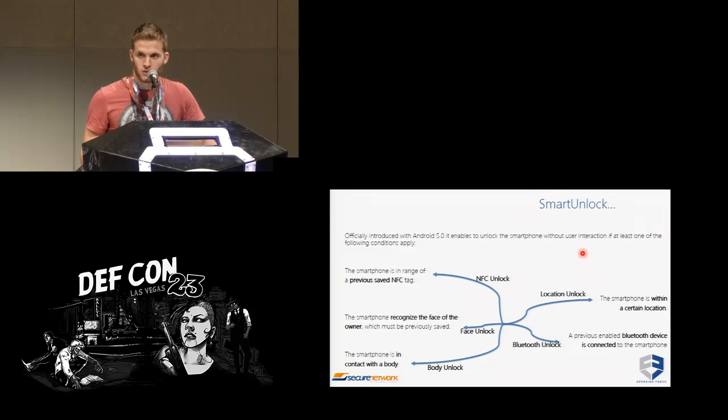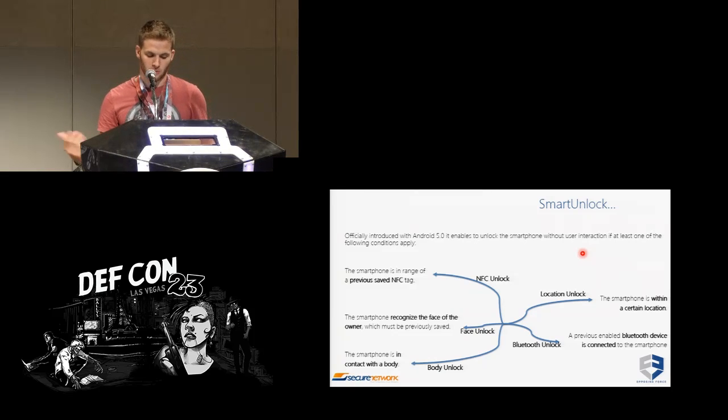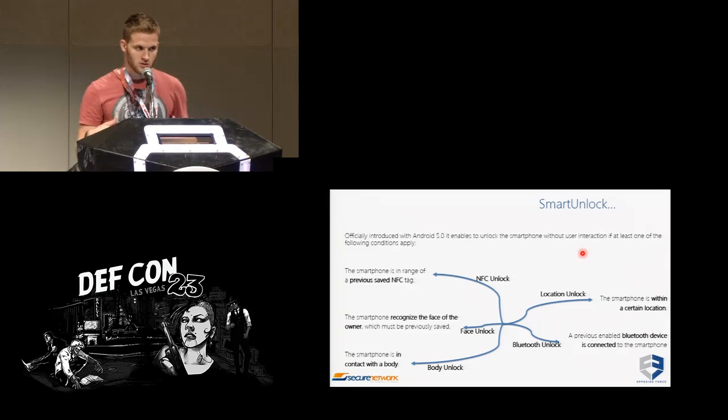Okay, let's go on to some new stuff. A little overview of what Smart Unlock is. It's a feature introduced in Android 5.0 Lollipop, and it enables the user to unlock the smartphone by bypassing the lock screen if some conditions are met. Those conditions can be a locational lock, in which the user can set a geofence, and if the phone is within this geofence, the Android smartphone is automatically unlocked.